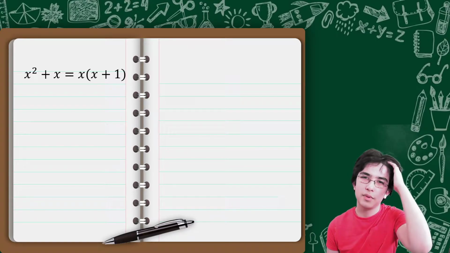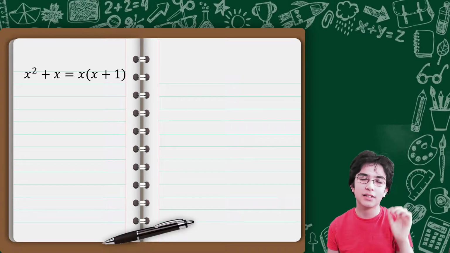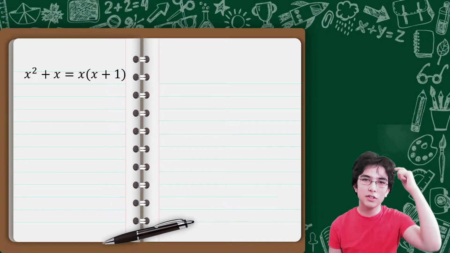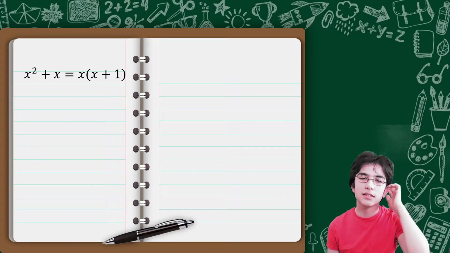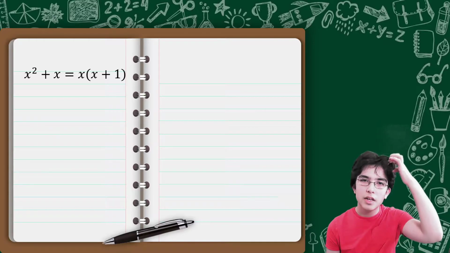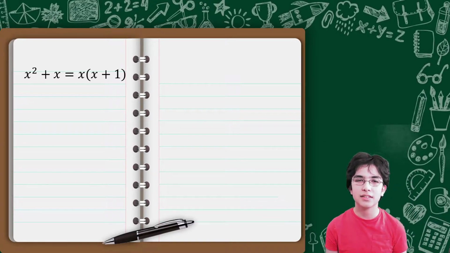So for example, here we have x squared plus x, and to factorize this, we'd have to find the common factor, which is x, and divide both of the terms by x, and place x outside of the bracket. So when we factorize it, we get x times x plus 1, because x squared divided by x is x, and x divided by x is 1.